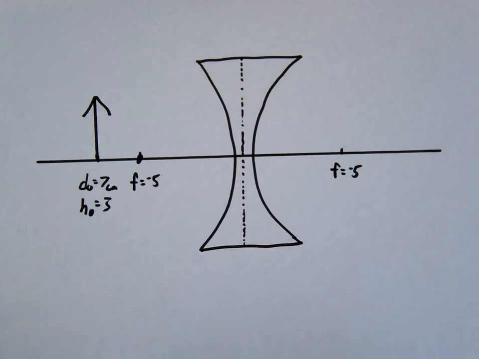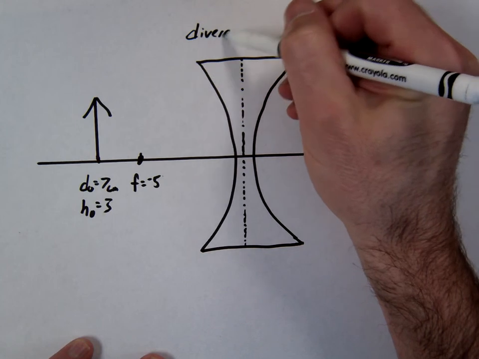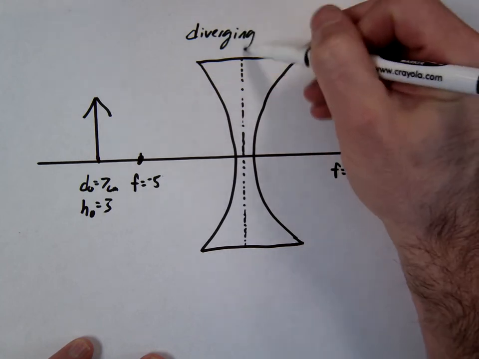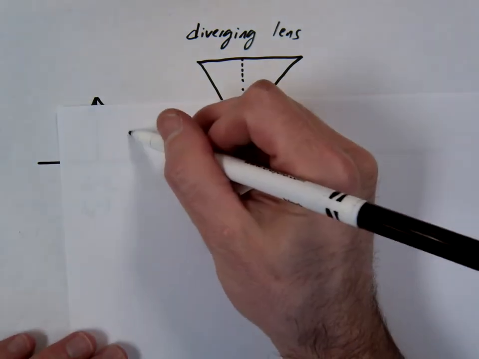Alright, so we're looking at here, this is a diverging lens. I'm going to look at how to draw the ray tracing for a diverging lens. So the same rules kind of apply. There's some subtle differences. So rule number one, what was rule number one?